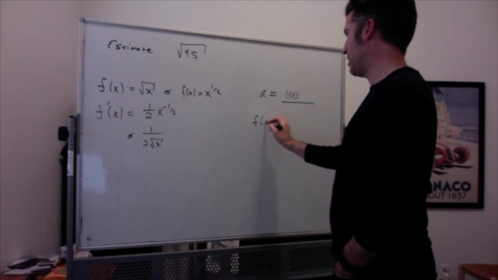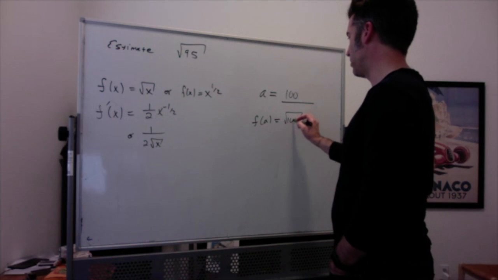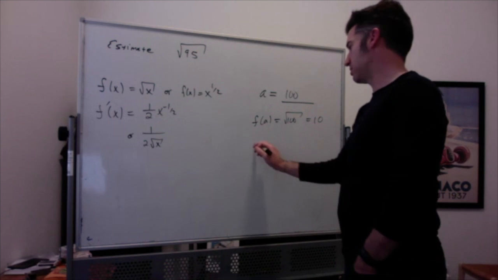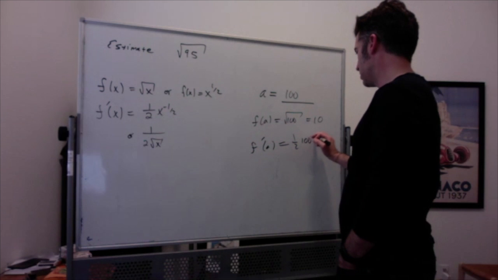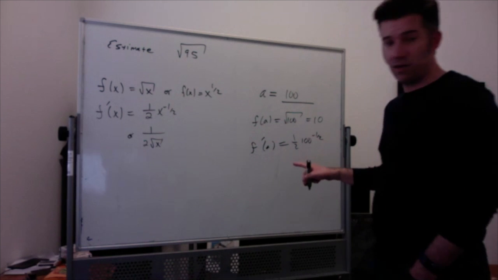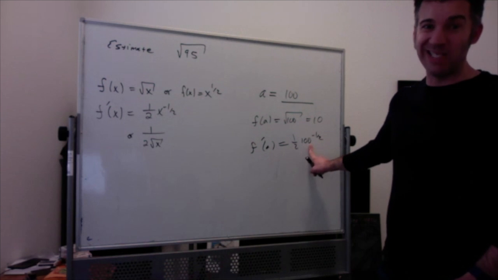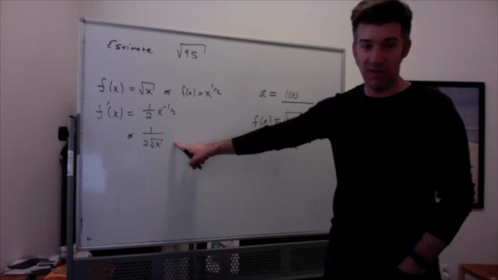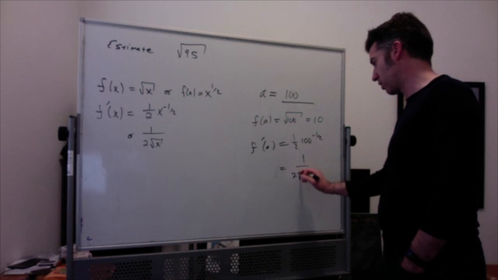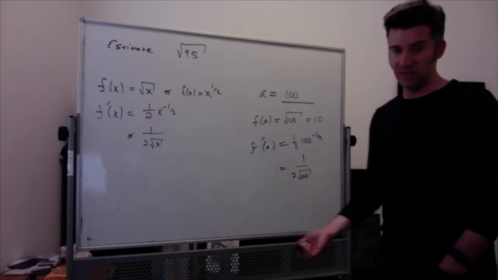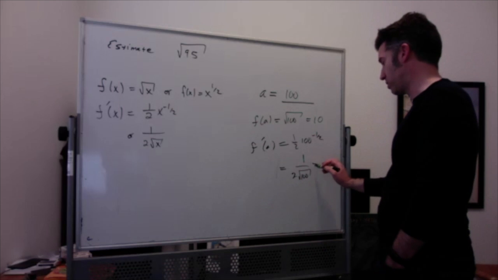Our f of a is the square root of 100, which is 10. And our f prime of a is 1/2 times 100 to the negative 1/2. 100 to the negative 1/2 is 1/10. That's why I like to write it this way better. I would really much rather write this as 1/2 square root of 100. That's easily 1/2 times 10, which is 1/20.